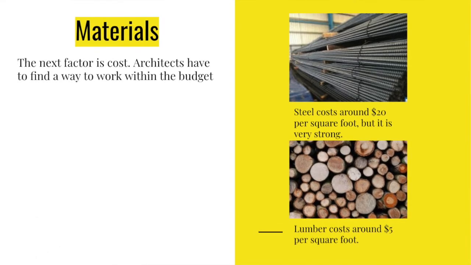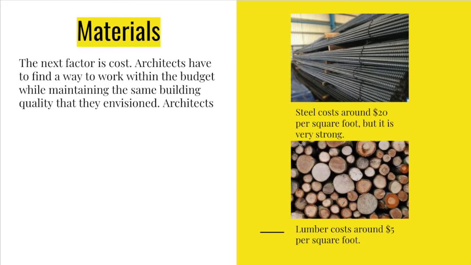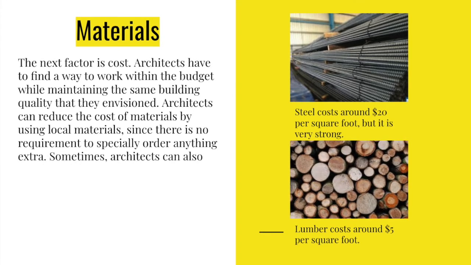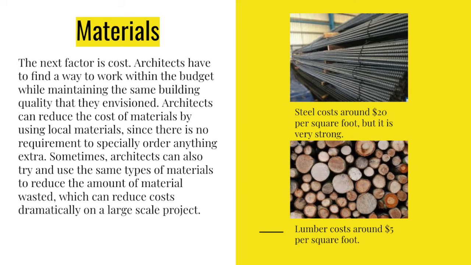The next factor is cost. Architects have to find a way to work within the budget while maintaining the same building quality that they envisioned. Architects can reduce the cost of materials by using local materials, since there is no requirement to specially order anything extra. Sometimes architects can also try and use the same types of materials to reduce the amount of material wasted, which can reduce costs dramatically on a large-scale project. Steel costs around $20 per square foot, but is very strong. Lumber costs around $5 per square foot.